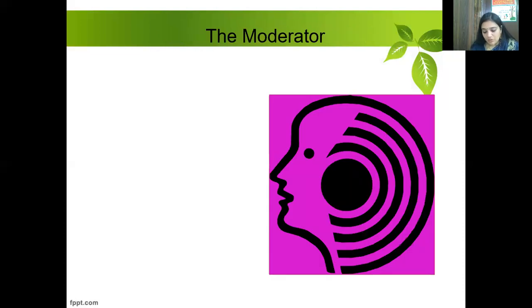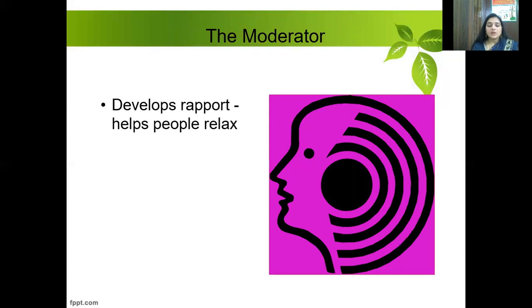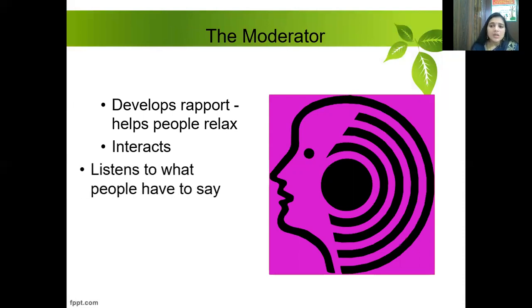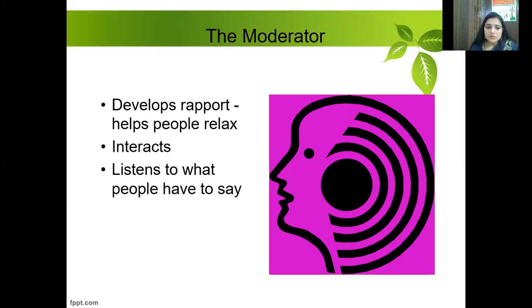Yes, this all would be done by the moderator. The moderator would be taking care that the question at hand would be answered. He develops the rapport and helps people relax. Whenever there is an argument in the group, the moderator would intervene. He will interact with all the participants in the group, so as to help them go towards the same topic he wants answered.